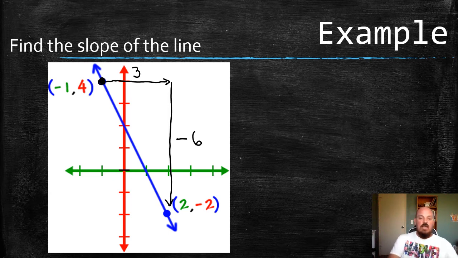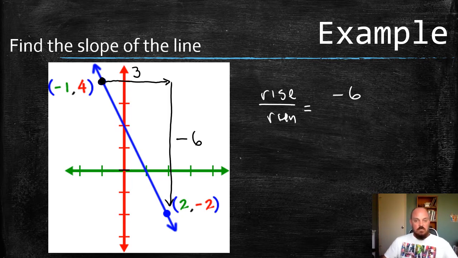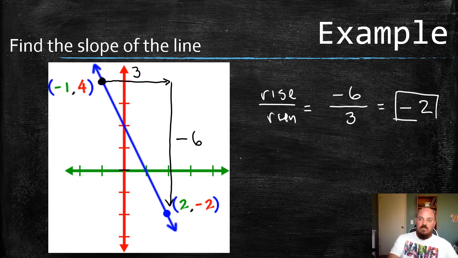So by figuring that out, rise over run, the rise would be -6 because it didn't rise, it dropped, so we went down 6, and the run would be +3 for 3 to the right. And then you would simplify it. You'd say negative divided by positive is negative, and 6 divided by 3 is 2. So the answer is -2.